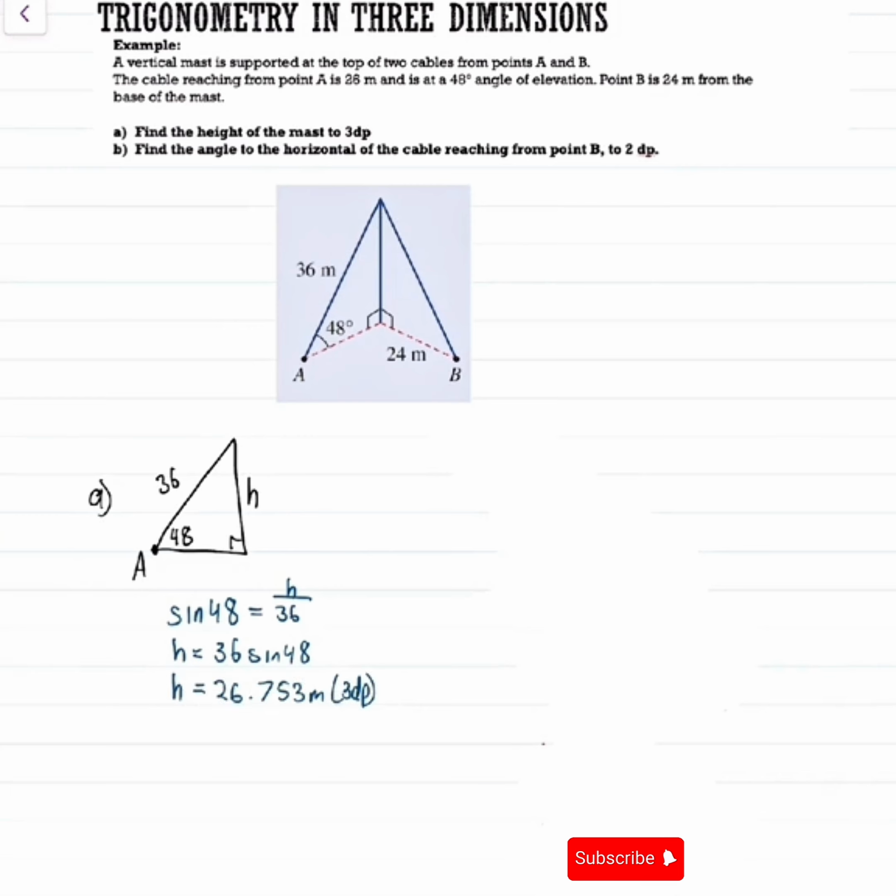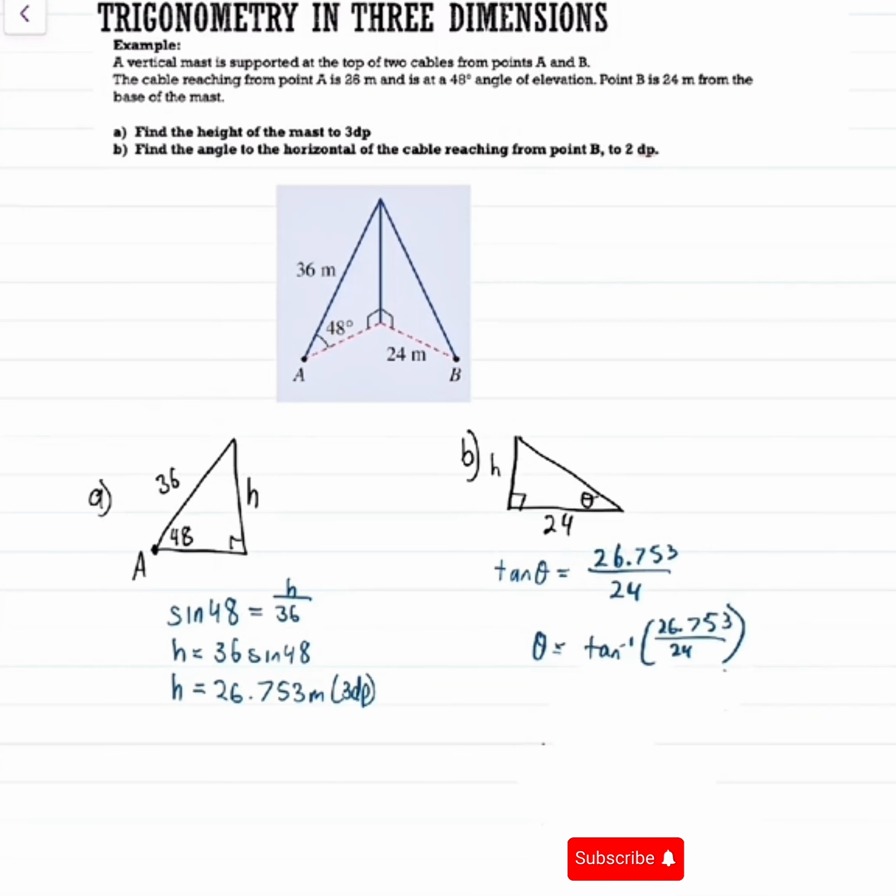Cool. Now part B is to find the angle to the horizontal, or the angle of elevation. So look at the right triangle, your angle of elevation is theta. And we know what h is, we figured that out in part A. So you're going to use tan theta is h on 24. Now your h is 19.321, tan inverse both sides, and you get 38.86 degrees to 2 decimal places.